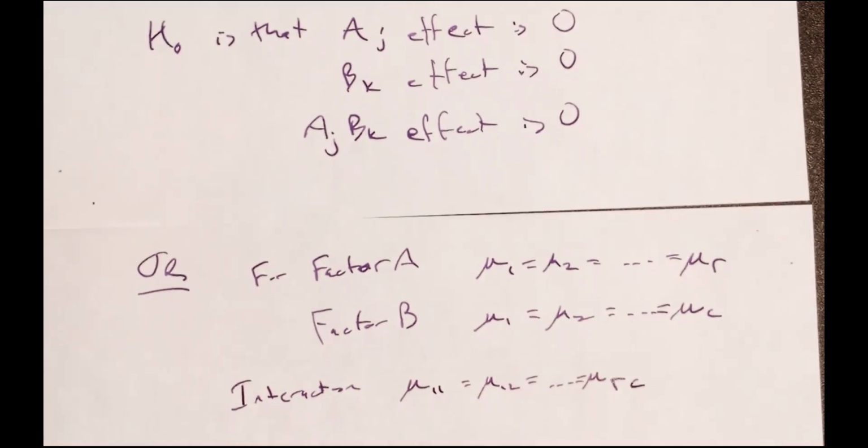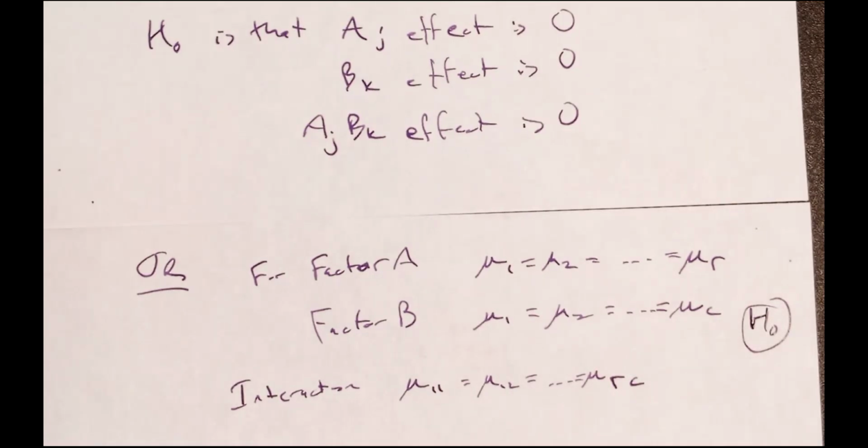The average across each row is the same. The average across each column is the same. This last one is double indexed. The average within each combination is the same. So these are my null hypotheses: that there's no effect due to any of these choices.